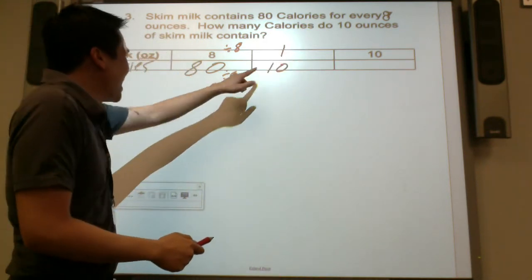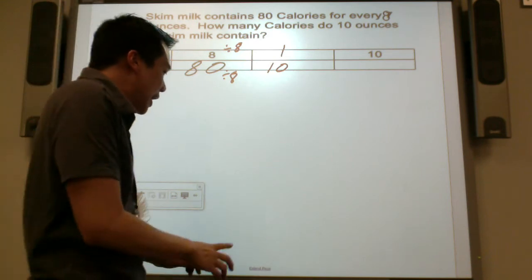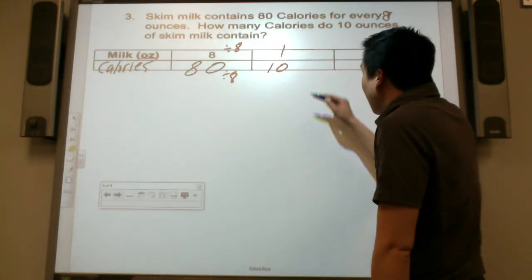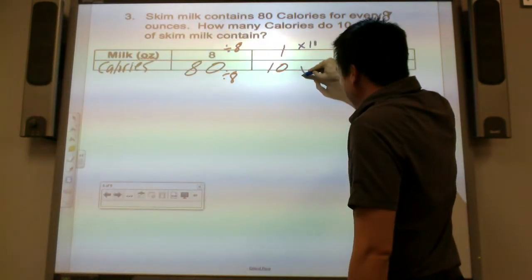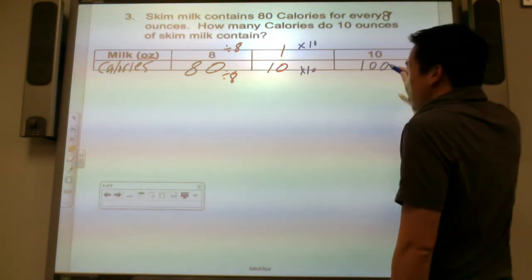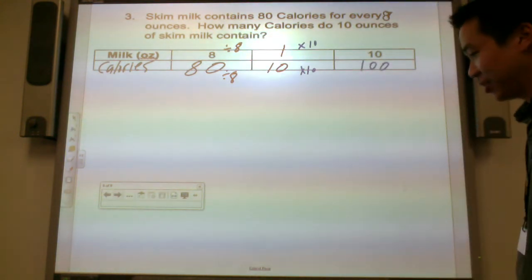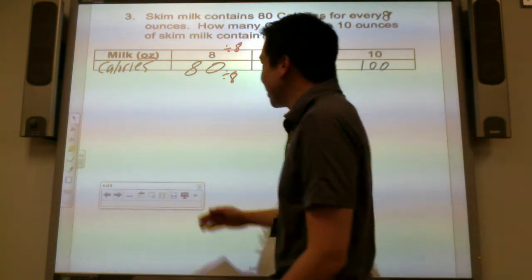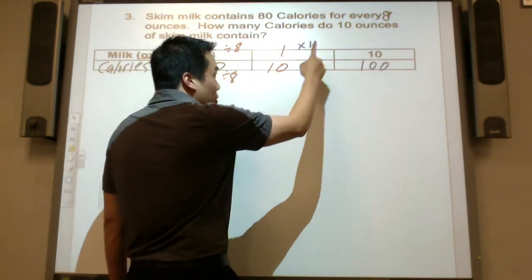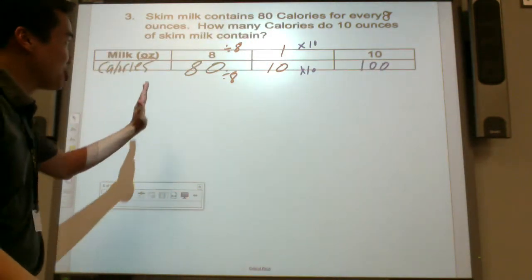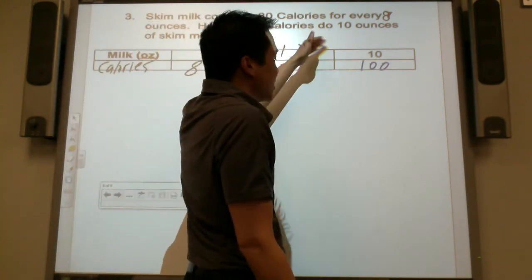1 ounce has 10 calories. Then I can build it up by multiplying by 10. So 10 ounces have 100 calories. So you can sometimes break it down, then build it back up. Or scale it down and scale it up.